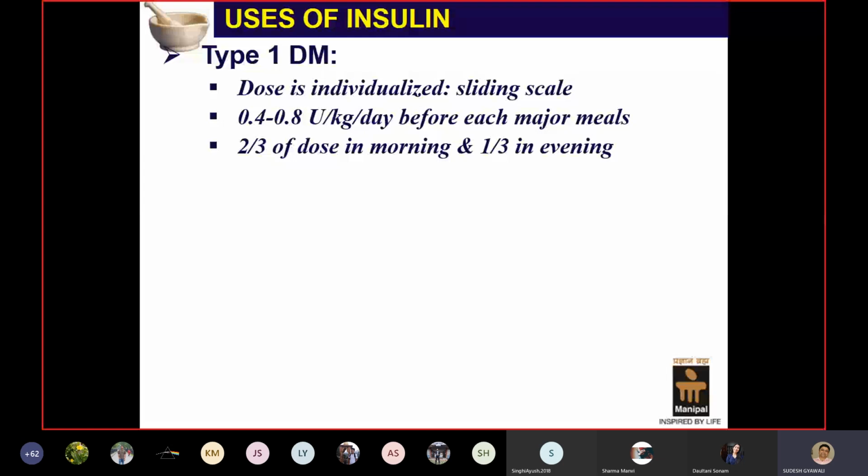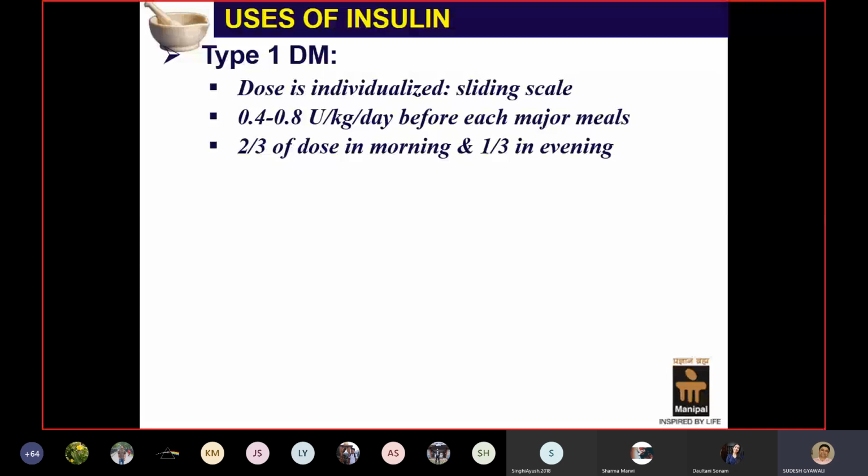Okay, so this is what is the sliding scale. Measuring the blood glucose concentration, we will give the insulin. After 24 hours, we will see what is the consumption of insulin in 24 hours. Then that total 24 hours insulin requirement, we divide into two: 2/3 in the morning and one third in the evening with the intermediate dose. So that is how we give in type 1 diabetes mellitus.